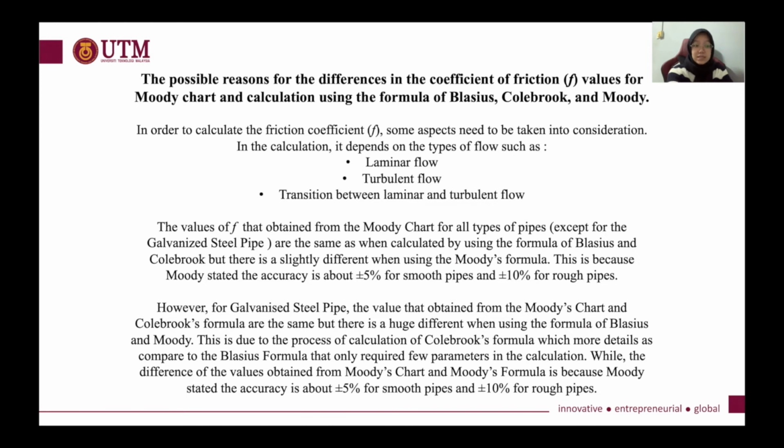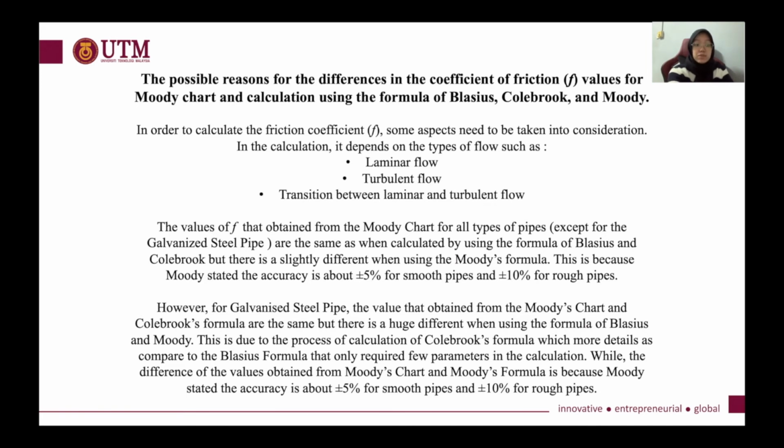So the values of F obtained from the Moody chart for all types of pipe except the galvanized steel pipe are the same as when calculated using the formulas of Blasius and Colebrook, but they are slightly different when using the formula of Moody. This is because Moody stated the accuracy is about plus minus 5% for smooth pipe and plus minus 10% for the rough pipes. However, for the galvanized steel pipe, the value obtained from the Moody chart and the Colebrook formula are the same, but there is a huge difference when using the formula of Blasius and the Moody formula.